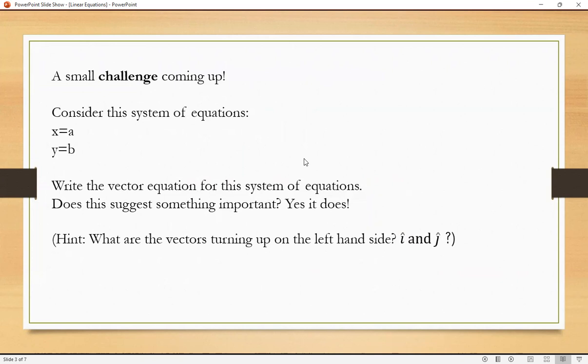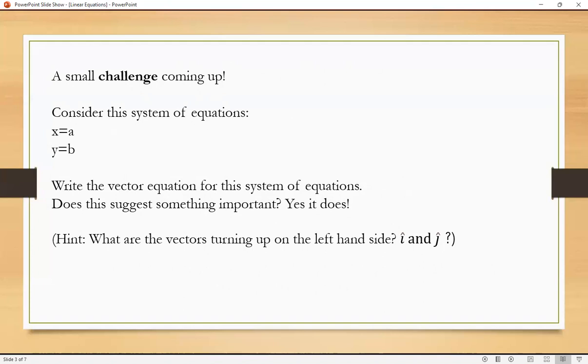Now here is a small challenge coming up for all of you. So we are considering the system of equations x equal to a and y equal to b. This is a very simple equation. You already know the values of x and y. But actually, what I want you to do is to consider the set of equations as x plus 0y equal to a and 0x plus y equal to b, and write the vector equation in the same way as how I have showed you in the previous slide.